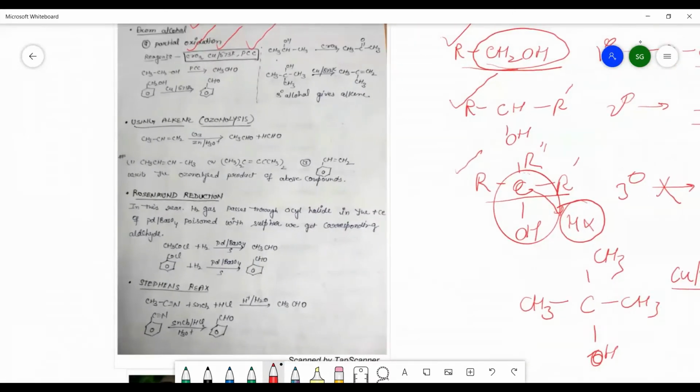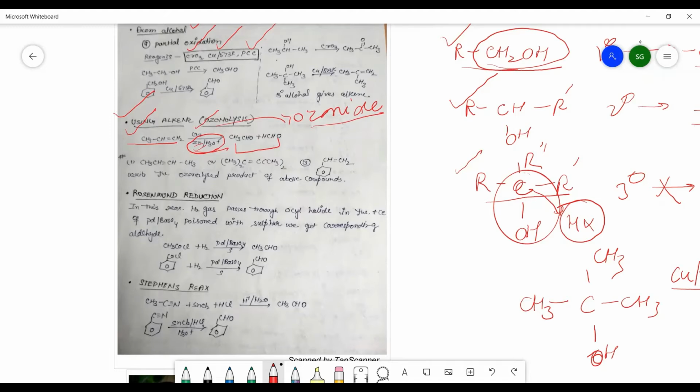Now the another reaction, that is using the alkenes, that you have done in the 11th standard also, but we will do again in this section, that is the ozonolysis. In ozonolysis, the symmetrical or the unsymmetrical alkene will react with the ozone, and there is a formation of ozonide. This is called reductive ozonolysis, in which we are doing the hydrolysis in the presence of zinc. Then there is a formation of aldehyde or ketone depending upon the type of alkene we are taking.